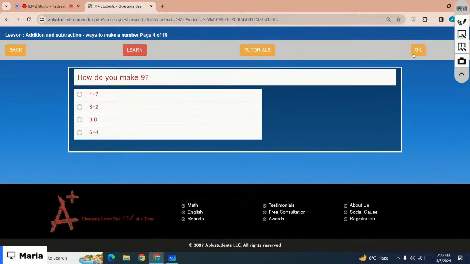How do you make 9? So, which is the correct option? Yes, the only option that makes 9 is 9 minus 0. That is the correct option, right? Option number 3 is the correct option.